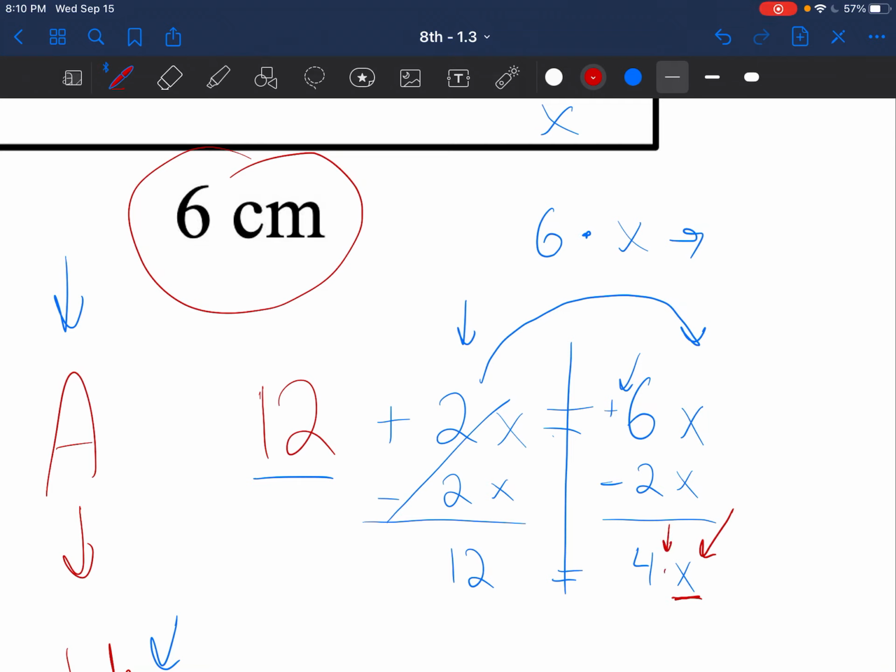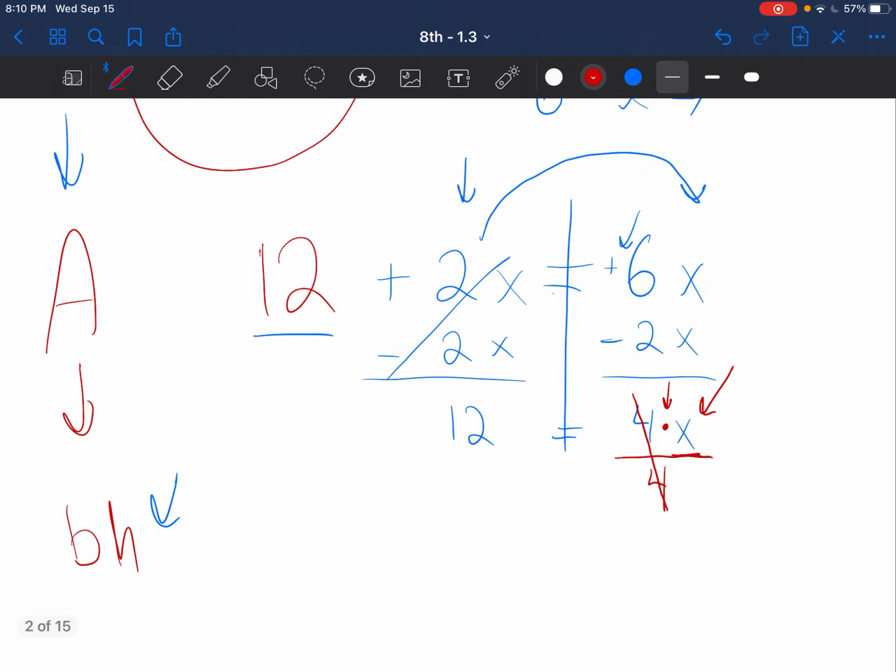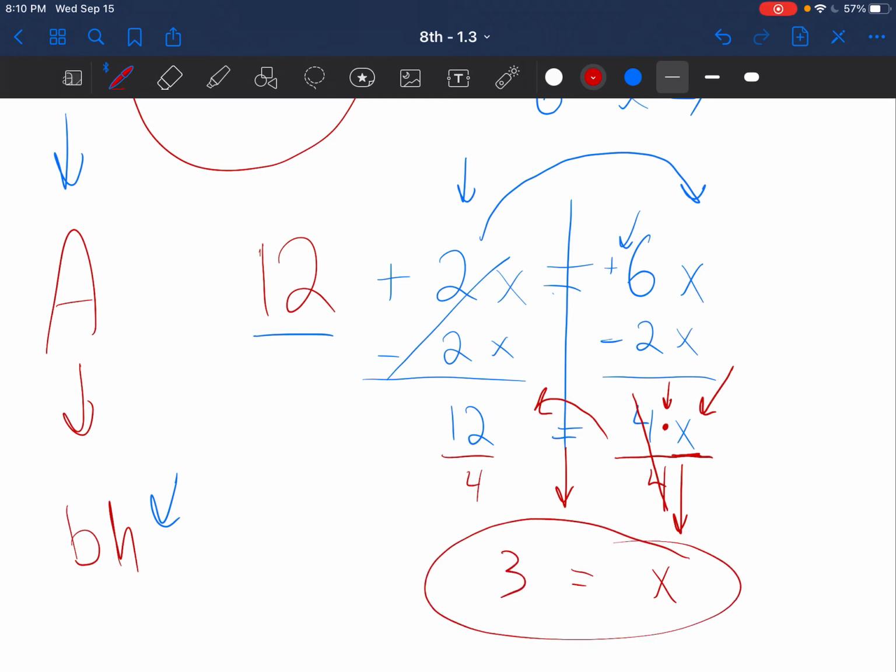Well, how do we get this x isolated all by itself? We have an operation right there, and that is multiplication. So what is the opposite of multiplication? That is division. Don't forget to cross out the 4's. Cross out the 4's only. Don't cross out 4 and x, just the 4's. That means this x drops down. This equal sign drops down. So we divided 4 here. That means we got to divide 4 here. And 12 divided by 4 will give you 3. So the answer for this problem is 3.